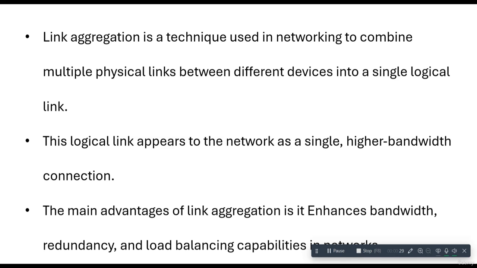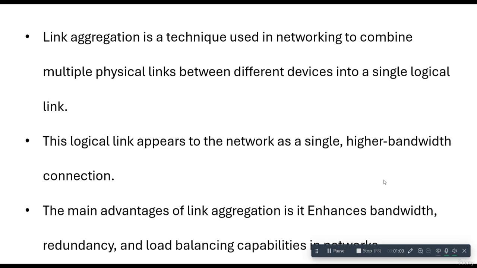By using the link aggregation method, you can club or bundle all three links so that they act as one logical link. Yes, of course, physically it is three different links. However, once we configure it as a link aggregation, it will act as one logical link. Every vendor has their own name: in Cisco, it's referred to as EtherChannel. Here, it's referred to as aggregate. And this logical link appears to the network as a single higher bandwidth connection.